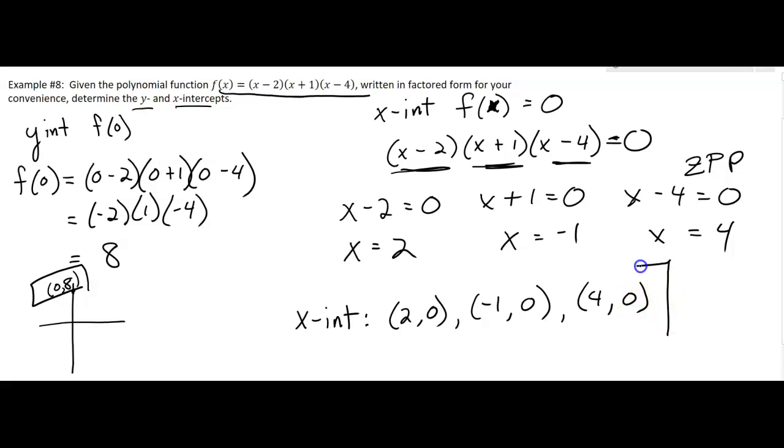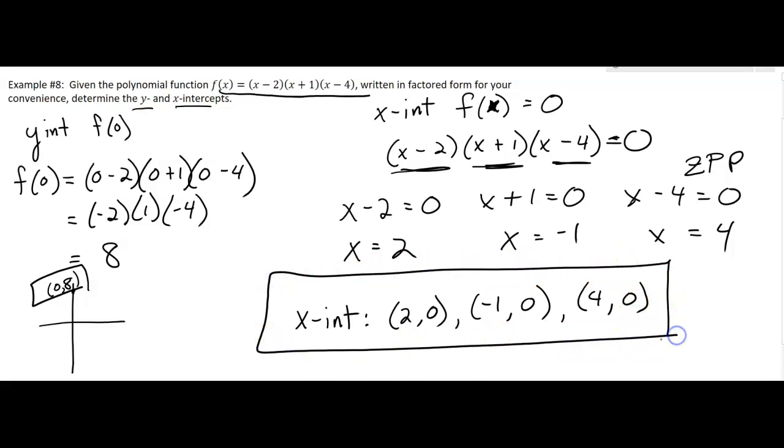There are 3 x-intercepts. Remember, you can have lots of x-intercepts, and you might not have a lot, but you can. You can only have one y-intercept. That was a pretty fun problem.